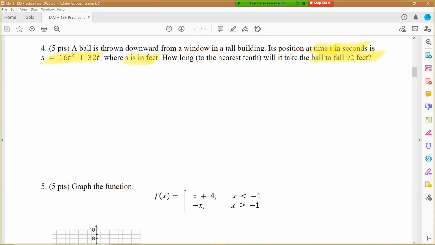Where should I plug that 92 in? Should I plug it in for s or should I plug it into t? S. So I'm going to the equation that they gave us. I'm going to plug in 92. And then I'm going to leave everything else the same because we're trying to solve for the time t. So when I look at this, it is a quadratic. I would want to get 0 on one side, so subtract 92.